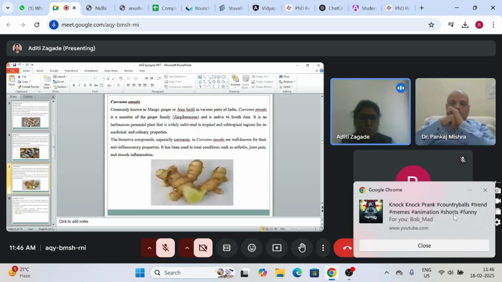Then the third species of Curcuma, that is Curcuma amada, commonly known as mango ginger or haldi in various parts of India. Curcuma amada is a member of the ginger family called Zingiberaceae and is native to South Asia. It is an herbaceous perennial plant and widely cultivated in tropical and subtropical regions for its medicinal and culinary properties. Basically, the bioactive compounds, especially curcumin and amadaiol, are well known for their anti-inflammatory activity.